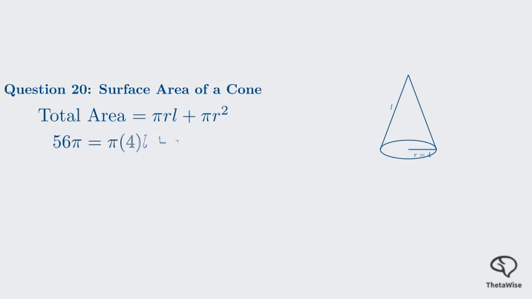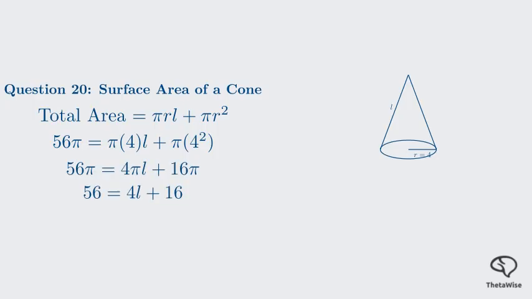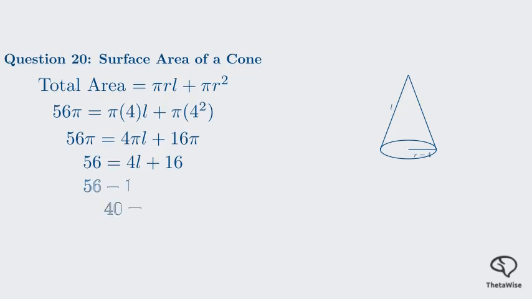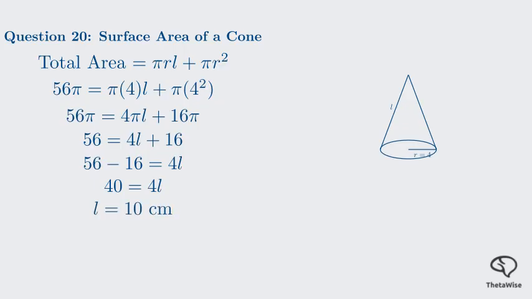We plug in our values. Radius r is 4 and total area is 56 pi. 56 pi equals 4 pi L plus 16 pi. Since every term has a pi, we can divide the whole equation by pi to simplify it. Now, subtract 16 from both sides. Divide by 4 to find L. The sloping edge length is 10 centimeters.